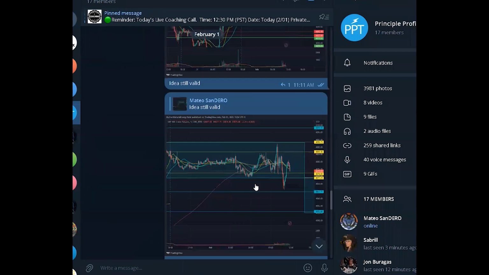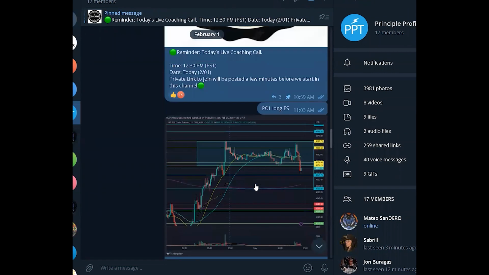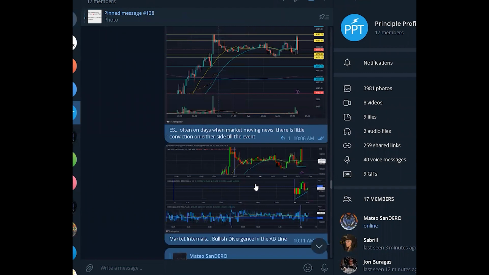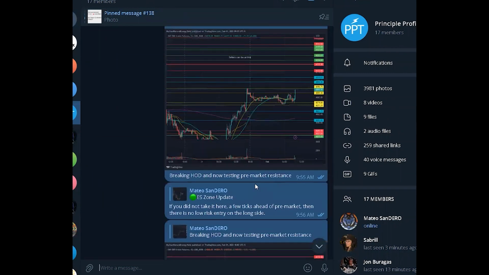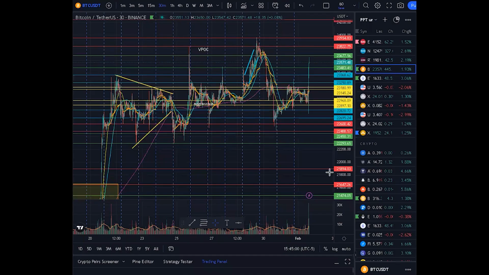I mentioned earlier today that I want to find it. Basically, the longer we go sideways, right? I could try to find it, but I'll just talk about it. The longer that we go sideways, the greater the odds that we're going to basically trend out of this.